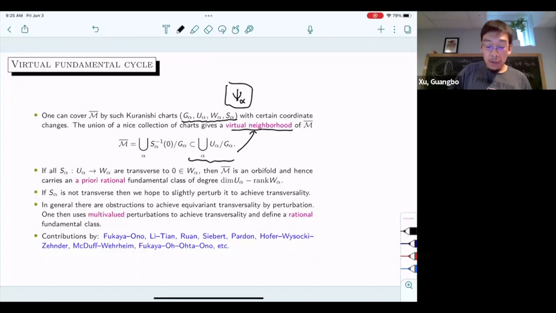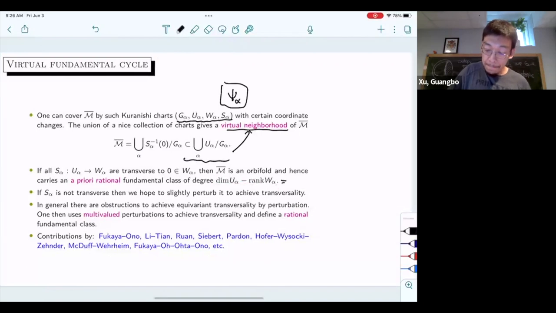Okay, so then how do we define the virtual fundamental class? If we are lucky that all those maps S alpha are transversal to the origin of the obstruction space, then we know that locally the moduli space looks like a manifold divided by a finite group. Then the moduli space will be an orbifold, and hence it carries a fundamental class. And a priori, this fundamental class is rational, and its degree is equal to the so-called virtual dimension, which is the dimension of the space U minus the rank of the obstruction space.